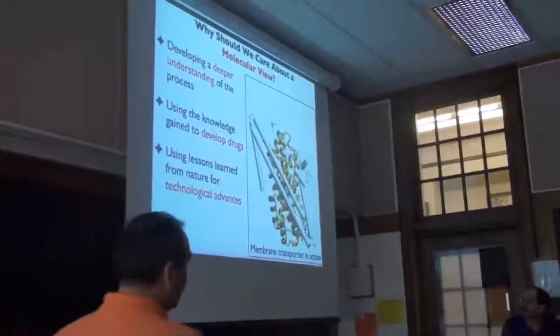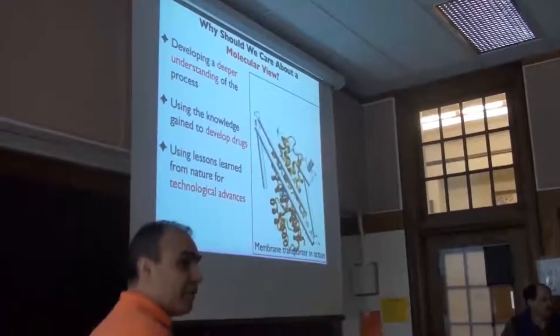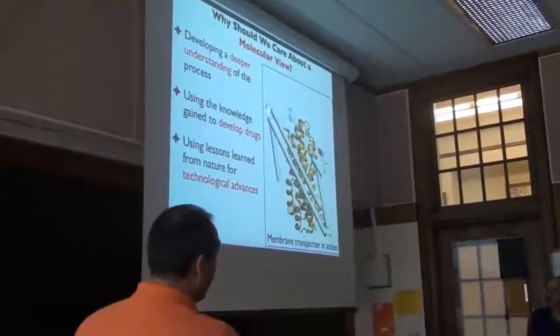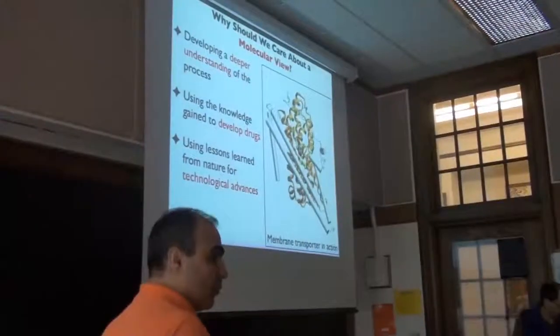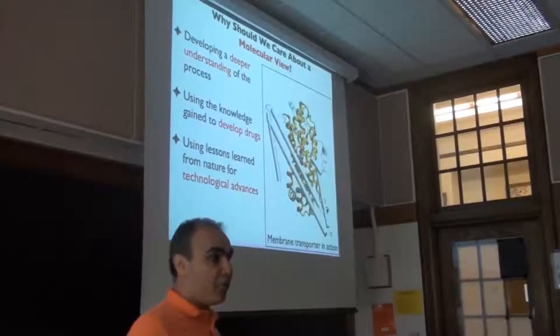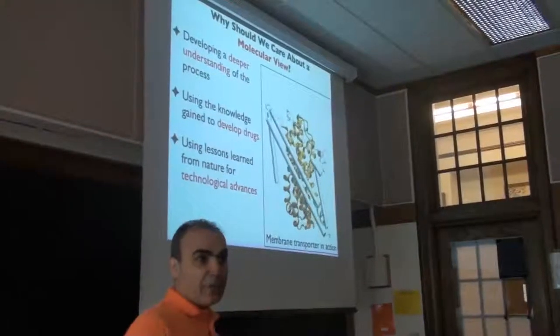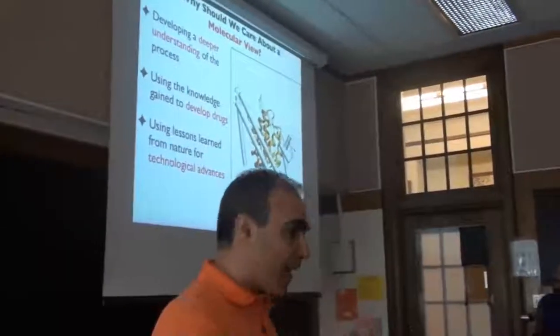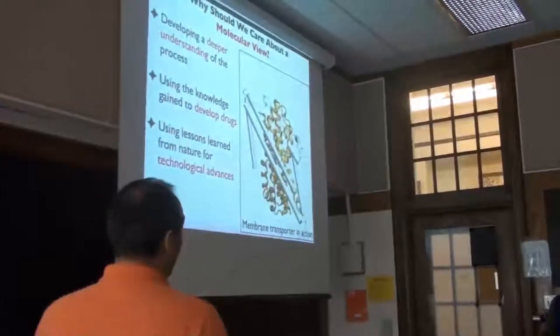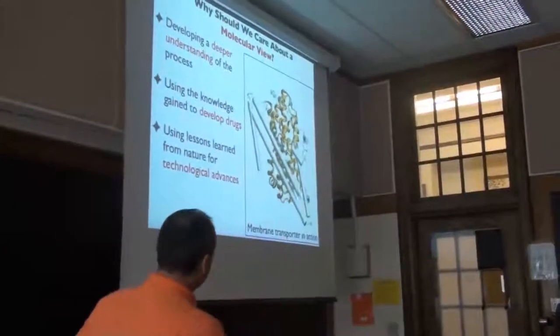Not only do we want to have a molecular detailed view of how things happen, we want to have a dynamical picture of things. Because, as you know, molecules move all the time. If they don't move, they can't do their function. If they freeze you, you're going to die here. So we need to have moving molecules in order to be able to see their function.